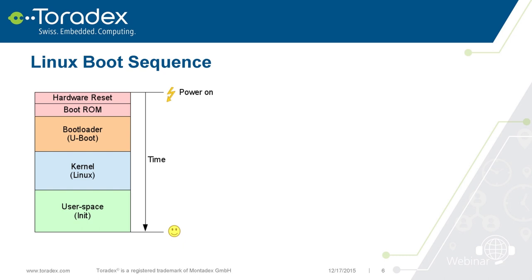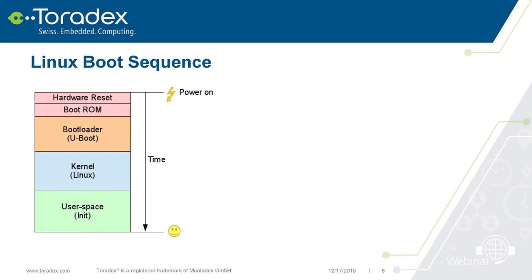So the boot ROM is a piece of software which is inside the SoC, so inside the chip on the module, and can usually not be altered by developers or by the customers. It is written by the SoC vendor usually, and it usually loads the bootloader from its boot device. Then the bootloader, usually U-Boot on Linux, is started. The bootloader loads the Linux kernel and the device tree nowadays.